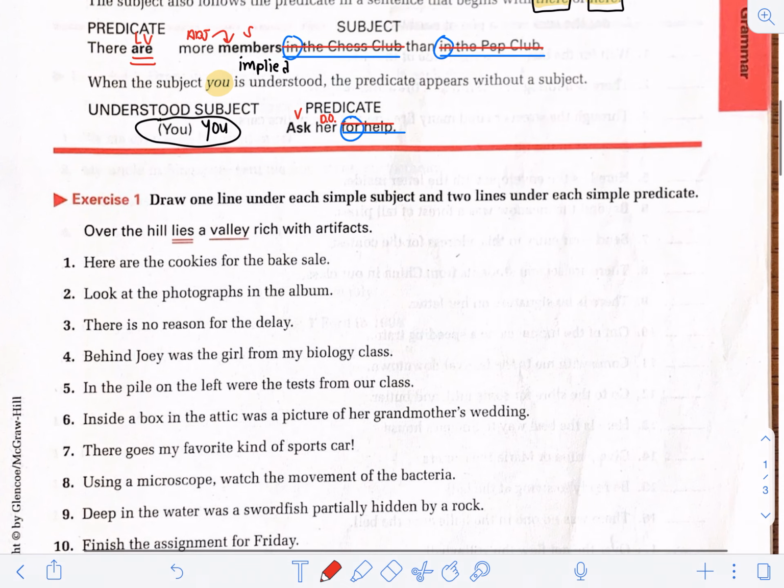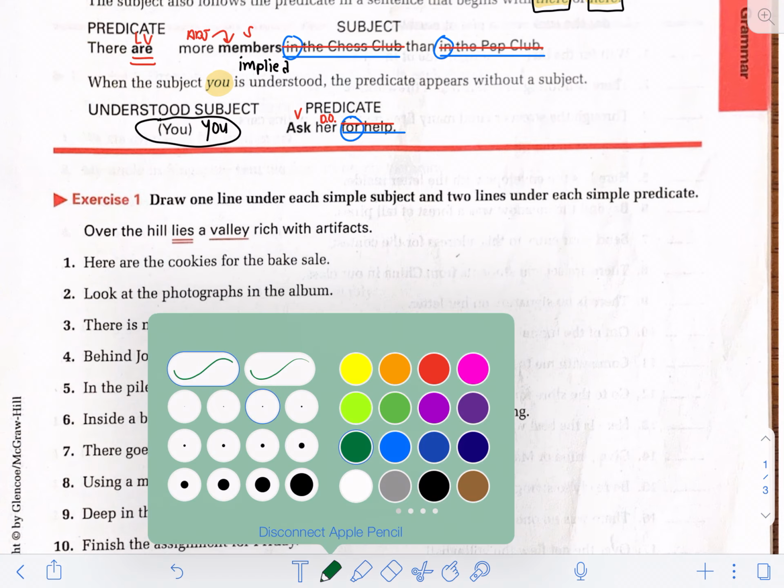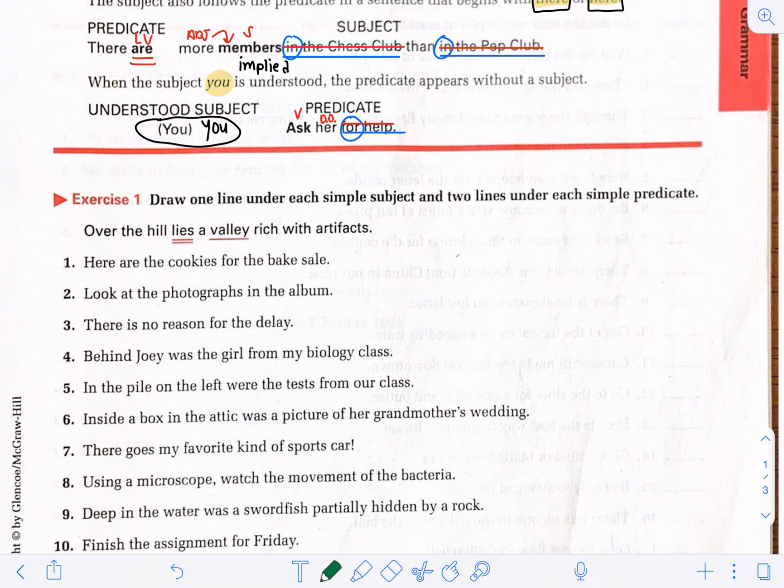Remember, with these videos, you can pause, rewind, take notes at your own pace. I'm simply moving on just for the sake of the video not being long. Exercise 1's directions say draw 1 line under each simple subject and 2 lines under each simple predicate. I like to draw the little divider line in green just to remind myself where the complete subject and complete predicate end and begin. Over the hill lies a valley rich with artifacts.